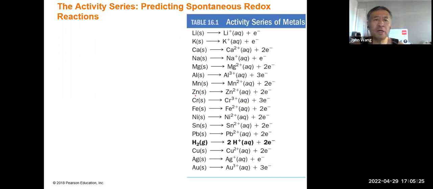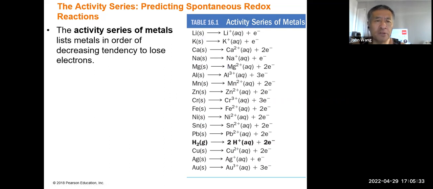We have the activity series. You can use it to predict whether a reaction is spontaneous or not. So just memorize some of those rules. The activity series of metals lists metals in order of decreasing tendency to lose electrons.